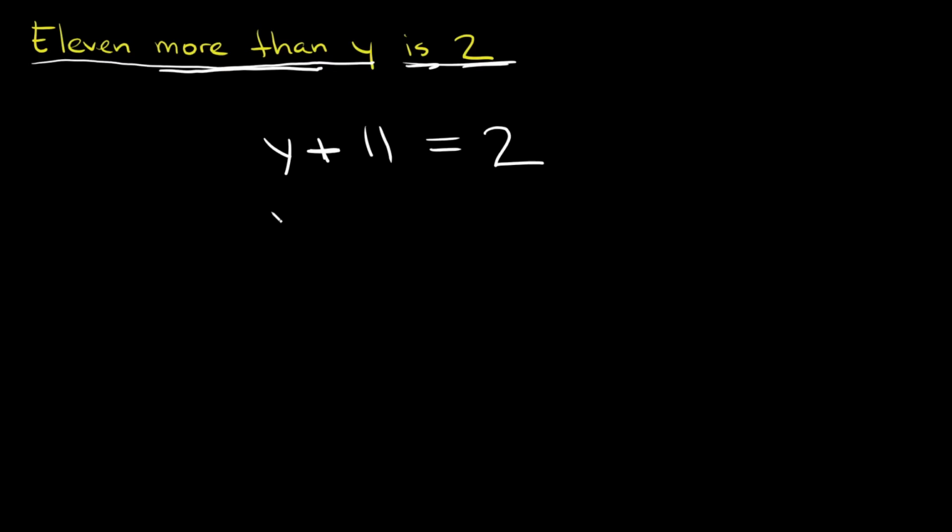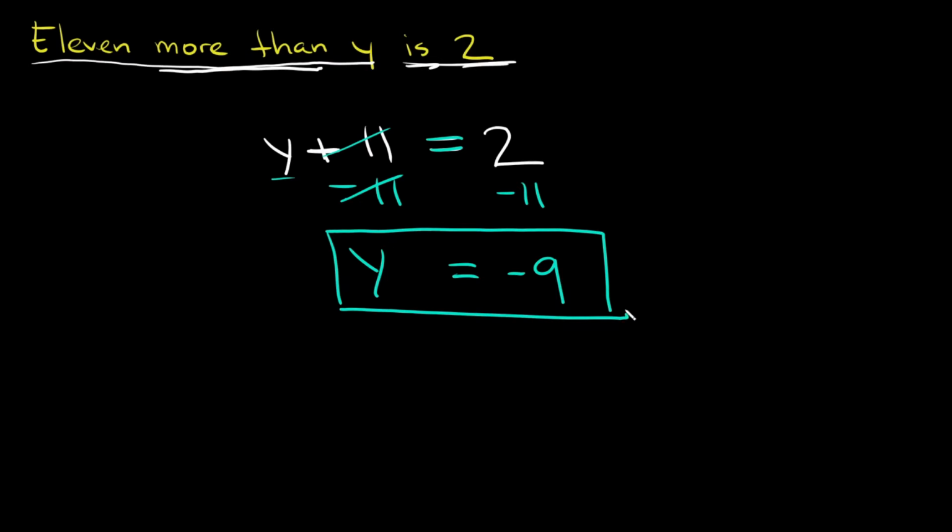How are we going to solve for y here? Well, we want to isolate y by itself. Since I have this plus 11 here, I'm going to subtract 11. But again, whatever I do to one side, I have to do to the other, so I have to subtract 11 on this side also. This plus 11 minus 11 goes away, so we're just going to have y on this side. And that's going to be equal to, what's 2 minus 11? Well, that would just be -9. So we came up with a solution. y is equal to -9.